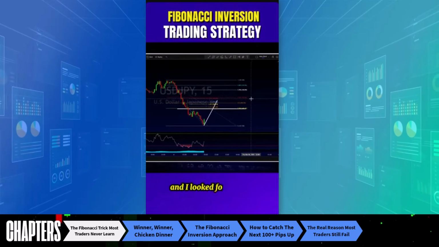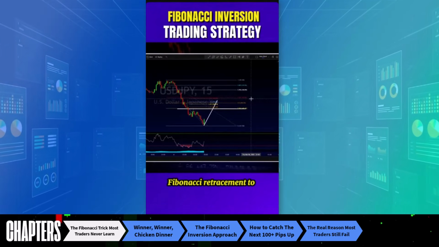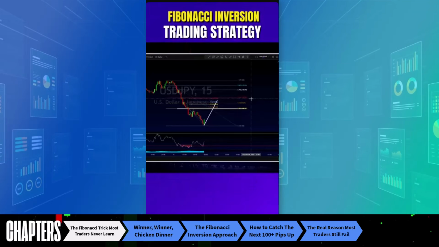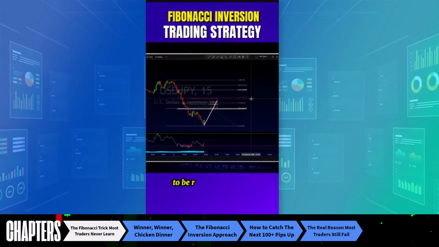And I looked for the 618 Fibonacci retracement to overlap with the 1618 Fibonacci inversion to be right at a level of structure.